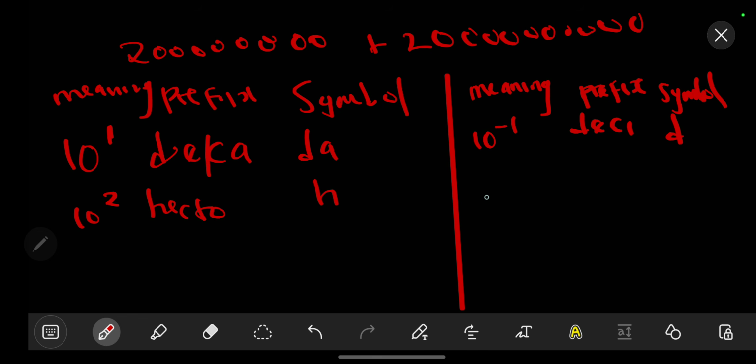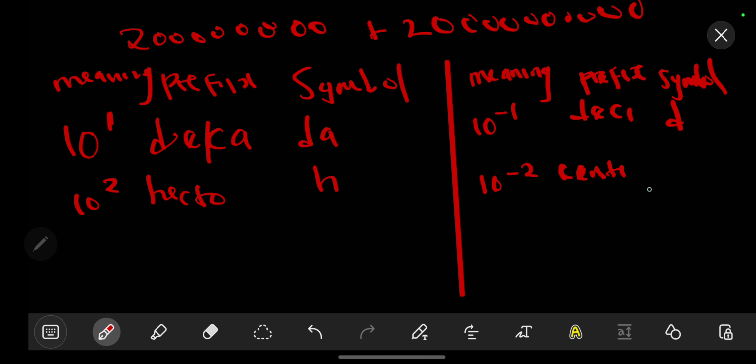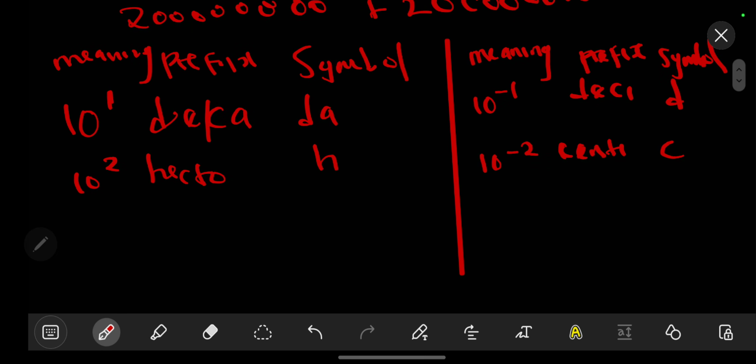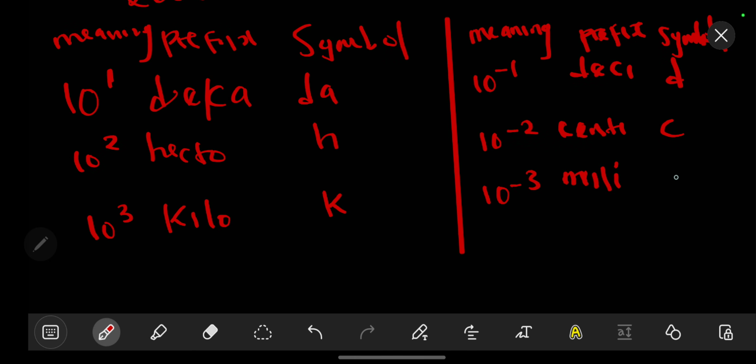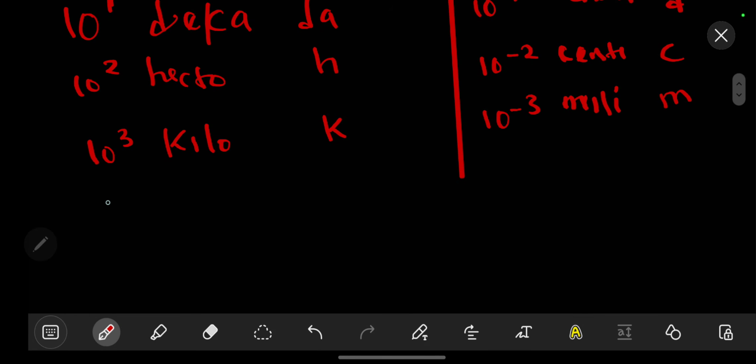Now here we have 10 raised to the power negative 2. This one will be named as centi, and the symbol for centi is small letter c. Then when we move to 10 raised to the power positive 3, that's our kilo, and the symbol for kilo is small letter k. Then we have 10 raised to the power negative 3. This one we call milli, and the symbol is small letter m. Then we are going to move on.